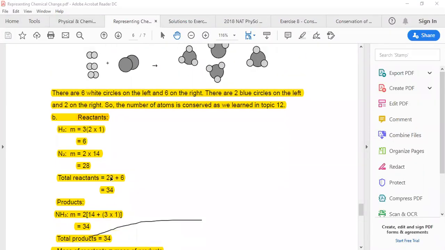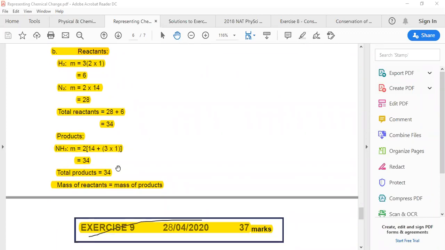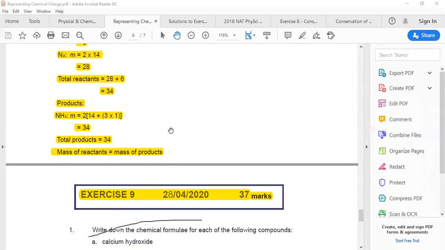You go to the products, you've got your ammonia there. Ammonia is 14 for nitrogen, and 3 for hydrogen. So 14 plus 3 gives us 17. 17 times 2, 34. Your total there becomes 34. You check the mass for reactants, 34. The mass for products is also 34. You check the 2, they are balanced. So the mass of reactants is equal to the mass of the products.